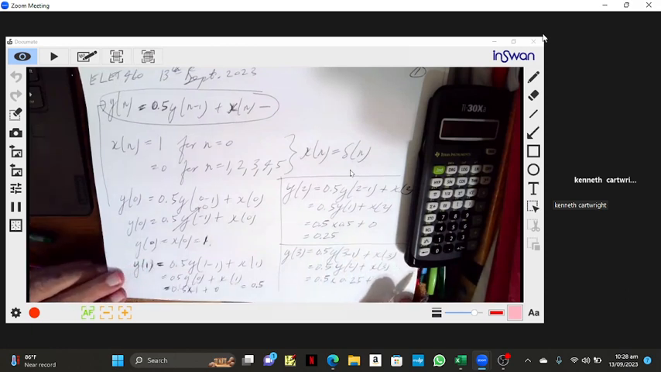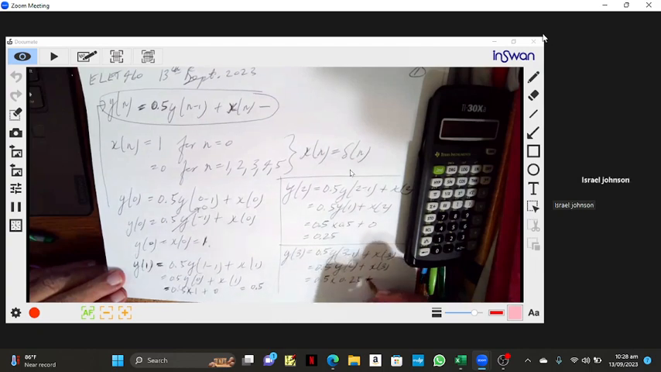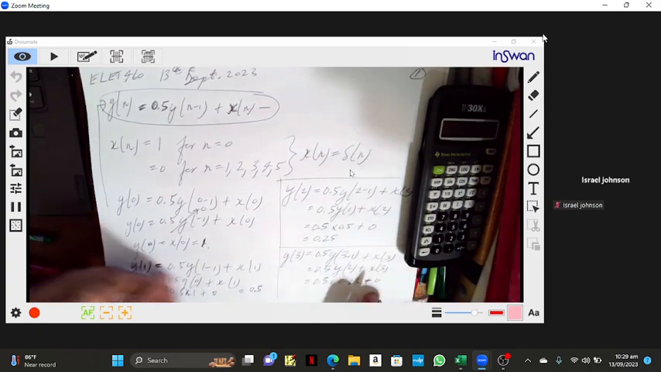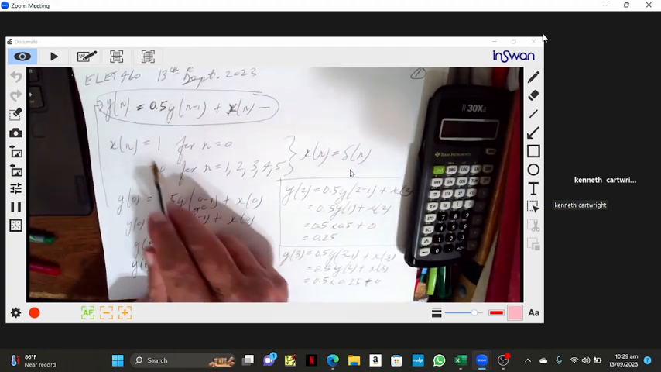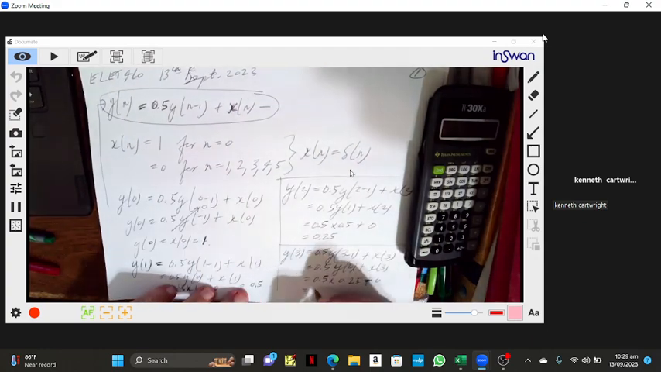What's x of 3? 0. It says so right here, when it's defining x. So this is 0.125. This is 0.125.